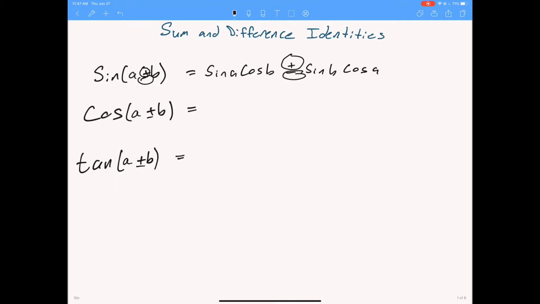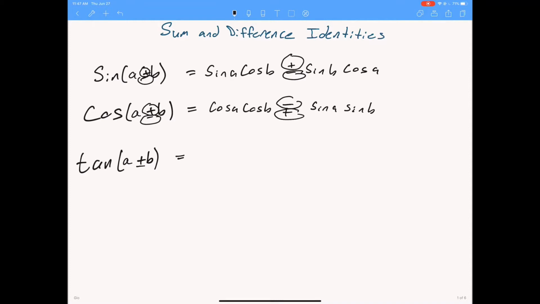So for cosine of A plus or minus B, that'll be cosine A cosine B, minus plus sine A sine B. So if we have a plus here, we'll actually go with a minus. If we have a minus in here, then we'll go with the plus.